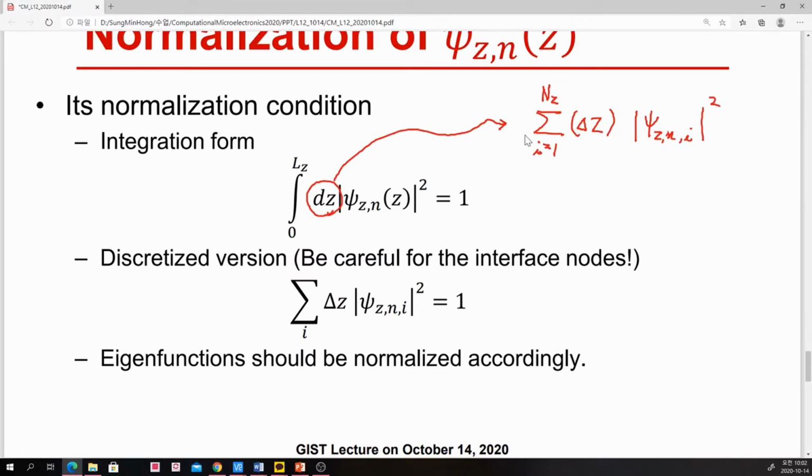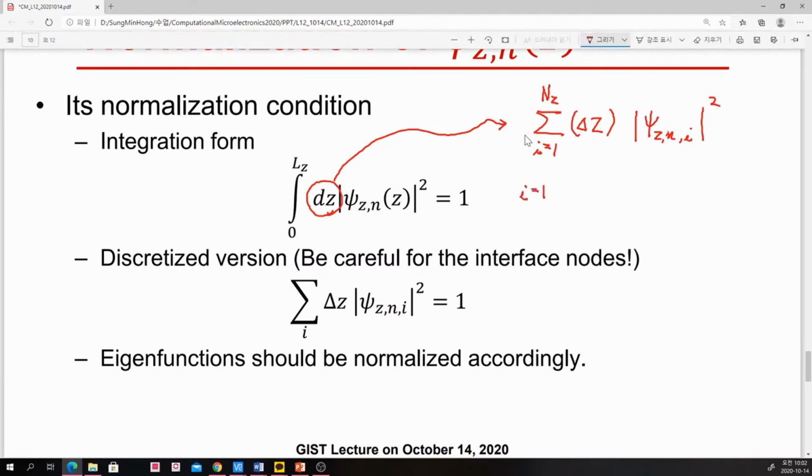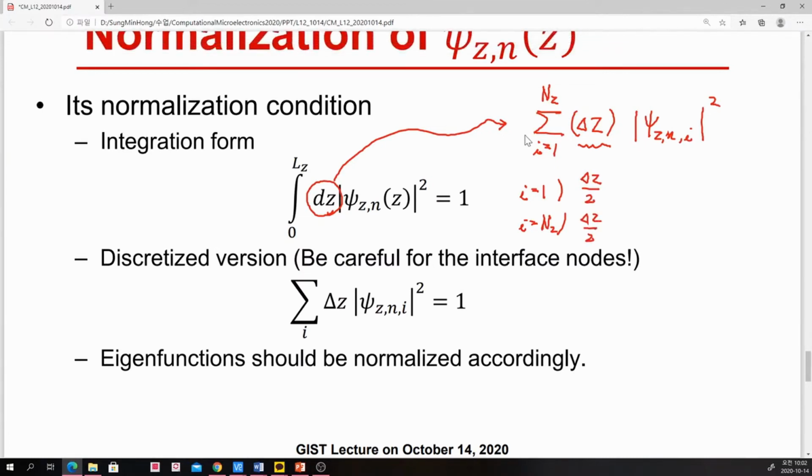And you can say when i equal to 1 or when i equal to n sub z, actually this delta z is not a valid expression. In this case, we have to have just a half of delta z and half of delta z. You are right. I mean that this one is not perfectly correct.